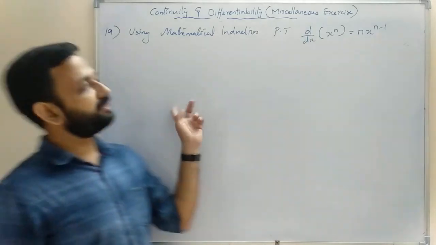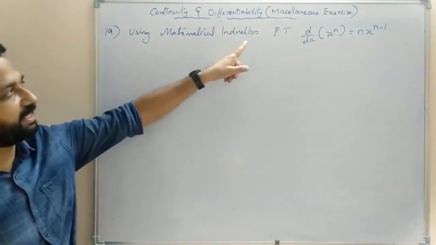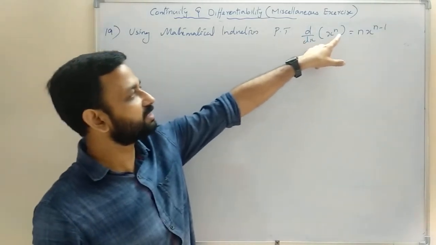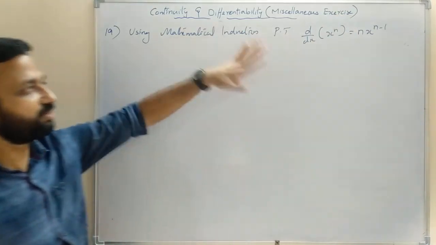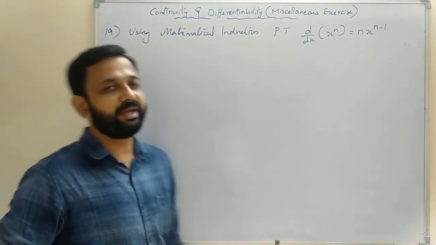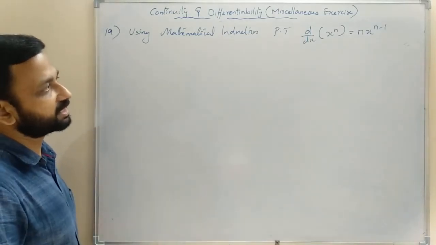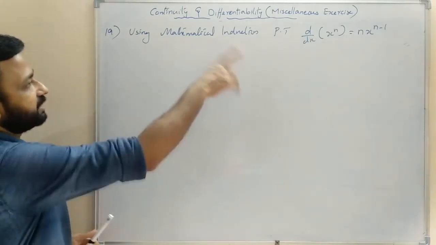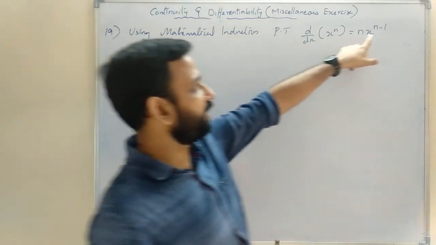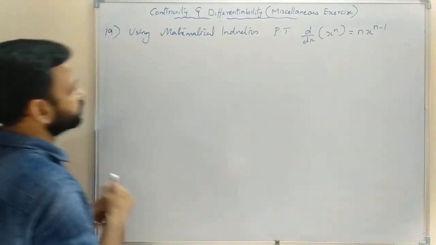Question number 19. Using mathematical induction, prove that d by dx of x raised to the power n is equal to n x raised to n minus 1. Using the principle of mathematical induction. So that is the statement: d by dx of x raised to n equal to n x raised to n minus 1.